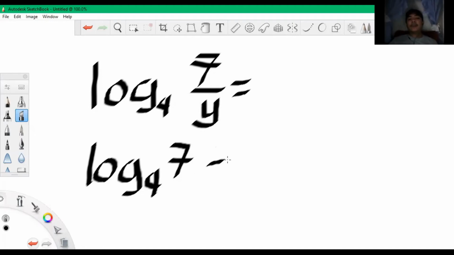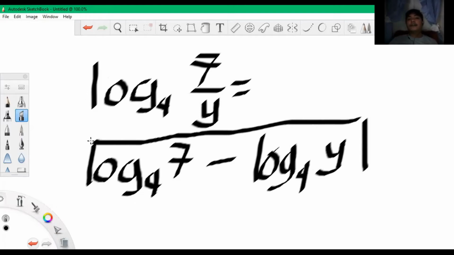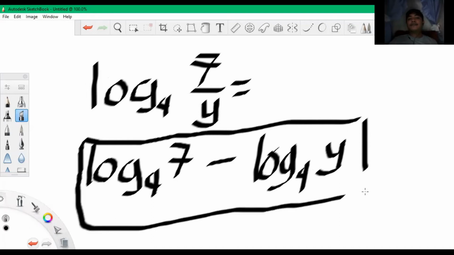And this will be separated by the minus sign. Then write the logarithm of the denominator, which is the logarithm of y to the base 4. So this is the expanded form of our logarithm of 7 over y to the base 4. So we have the logarithm of 7 to the base 4 minus the logarithm of y to the base 4. So this is the quotient rule.